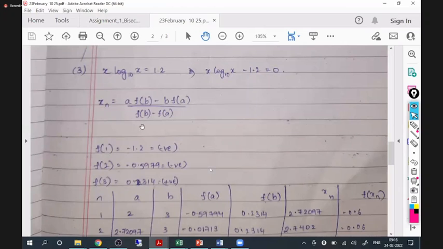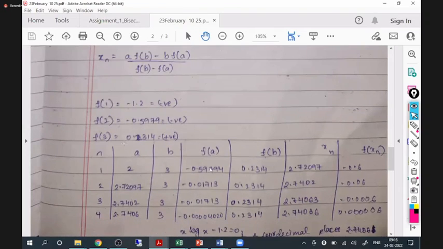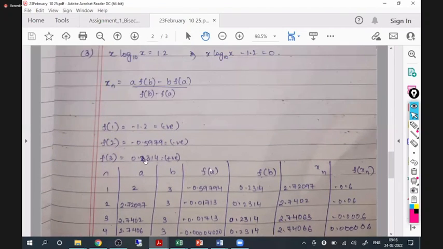See, he checked f(1). F(1) comes negative. F(2) comes negative, but f(3) is positive. Okay. Now we have to use the log tab from the calculator because it is the base 10 for calculation.